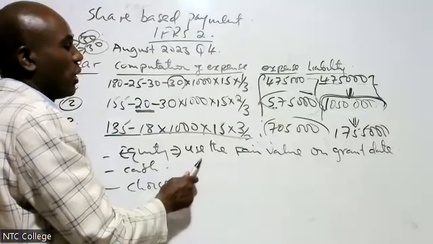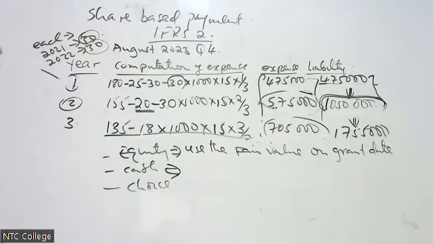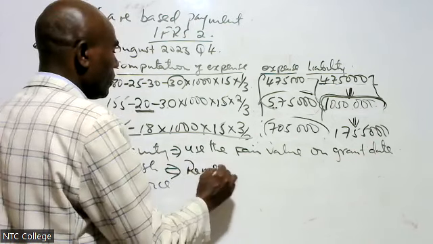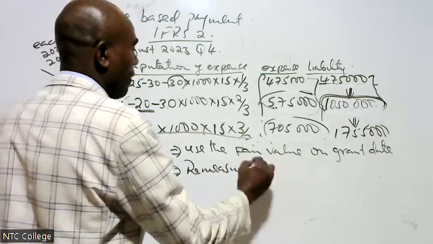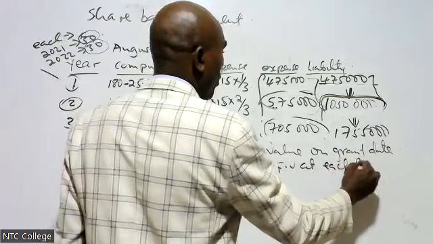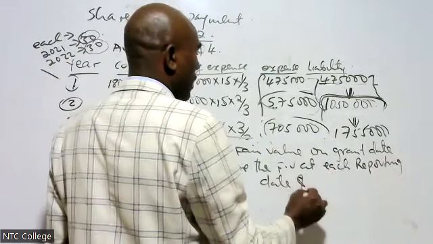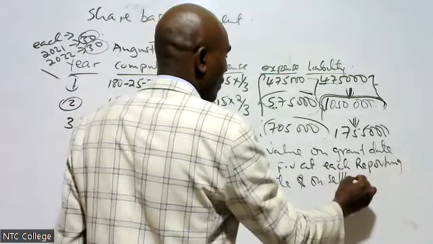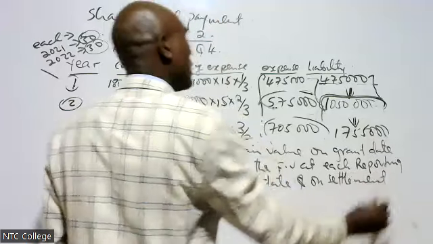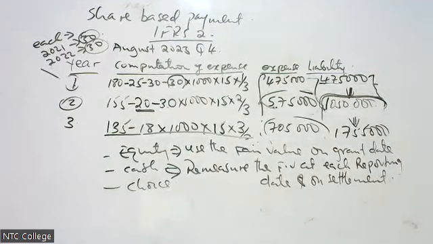It was the fair value on grant date. But if I'm calculating the expense or liability under cash, we say you remeasure the fair value at each reporting date and on settlement. That is very critical, very important.